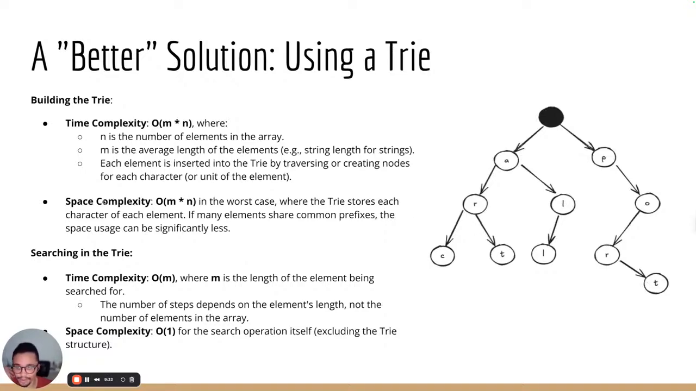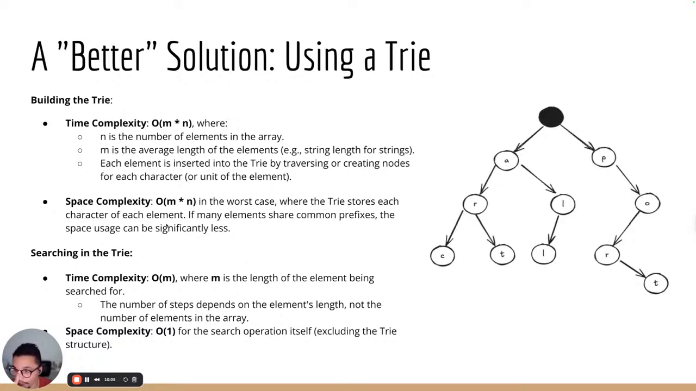And the space complexity is, in the worst case, where the trie stores each character of each element. If many elements share common prefixes, the space usage can be significantly less. So you can think like you have a lot of words that start with A, L, a lot of words that start with AL. You have less space used, right? You have a lot of words that use the same prefix, as I said before.